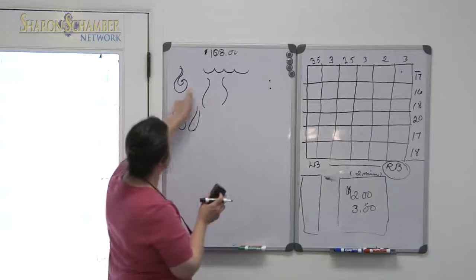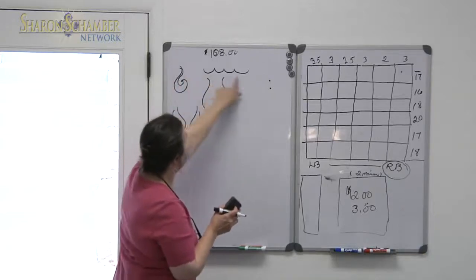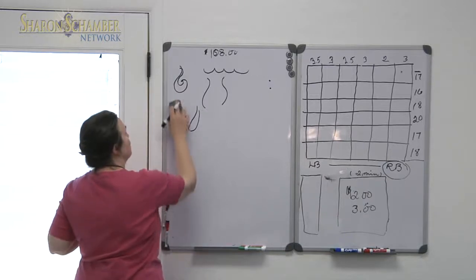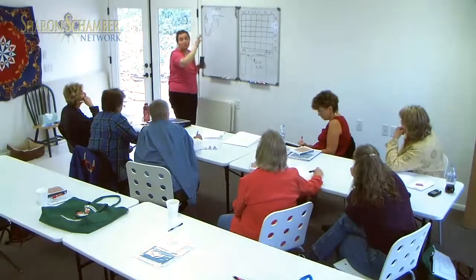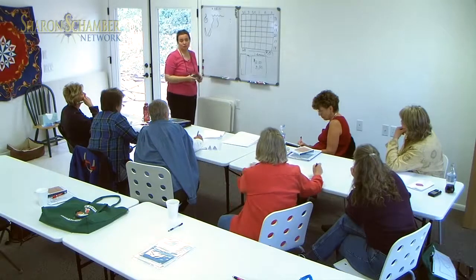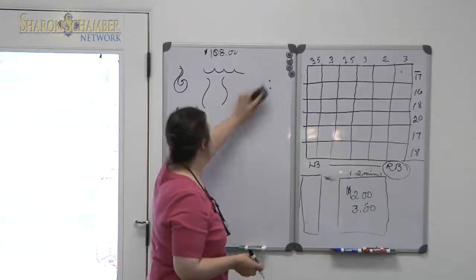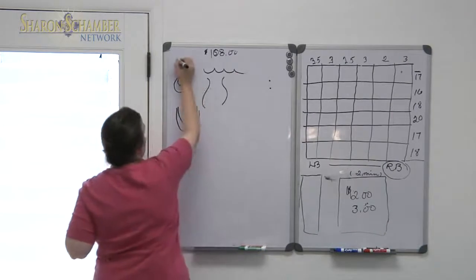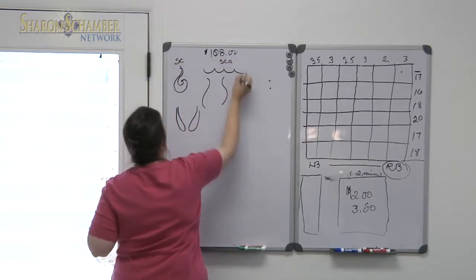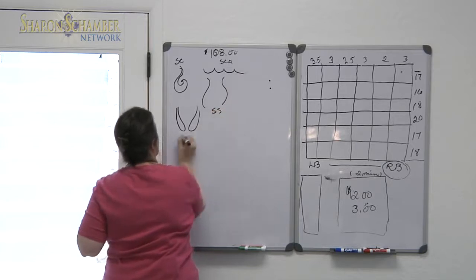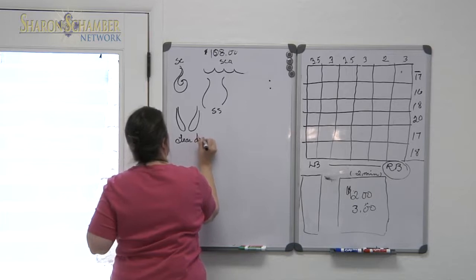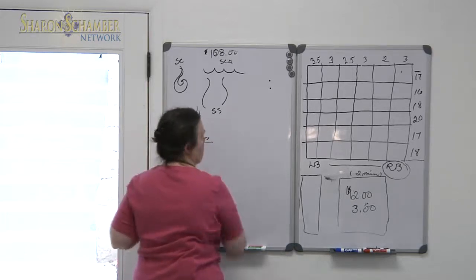We have scroll, which is spiral, scallop, soft S, and teardrop. So it doesn't matter what design you do. It all boils down to combinations of these. So we have scroll, scallop, soft S, and teardrop or feather. Any combination of those creates design.